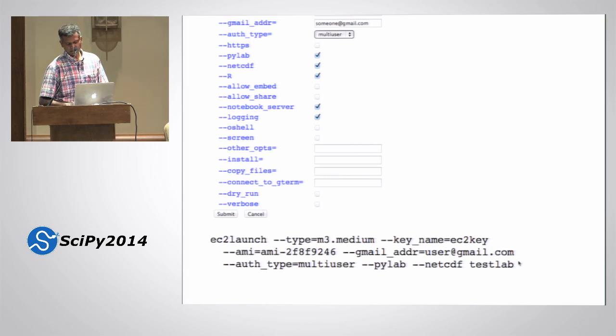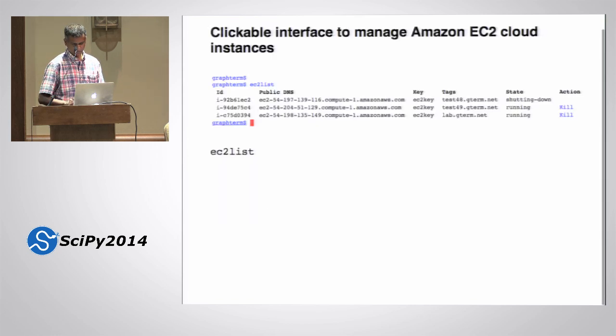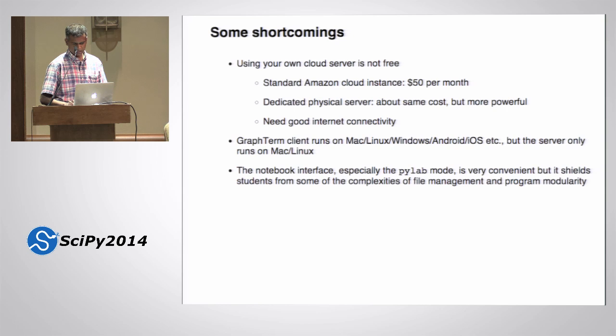And the reason this exists is because this is what I use to test GraphTerm itself, too. You can just launch a cloud instance. It costs about 7 cents an hour or something like that. And you can do that. I'm going to skip this.